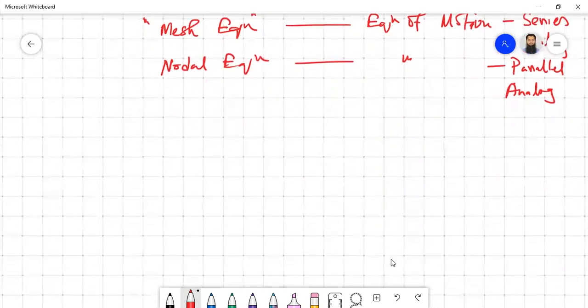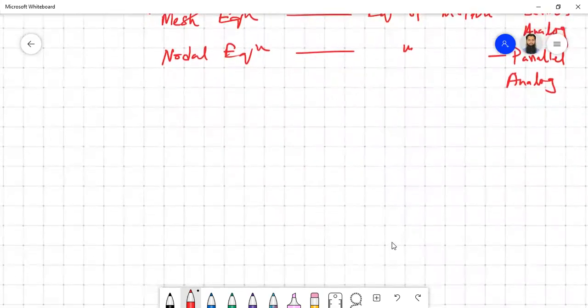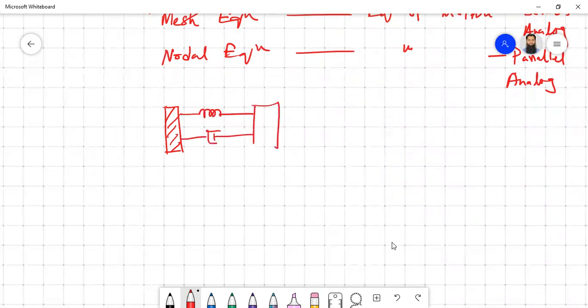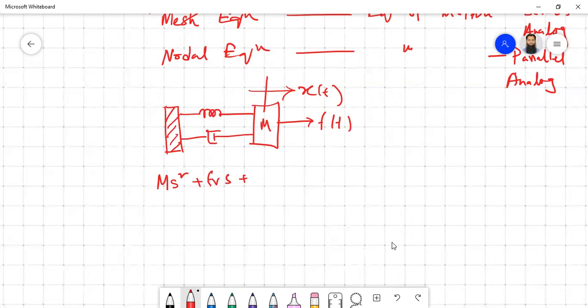So let us start with this. Say we have an RLC electrical and an RLC mechanical system, I mean similar systems. So a mechanical system with the spring and the damper, associated mass. You have force f(t). You have the displacement with reference x(t). So this is your mechanical system. And how can I represent the mechanical system? So far, what we have learned is (Ms² + fvs + K) X(s) equal to F(s).